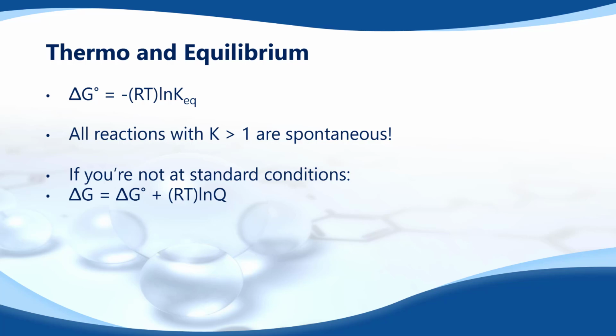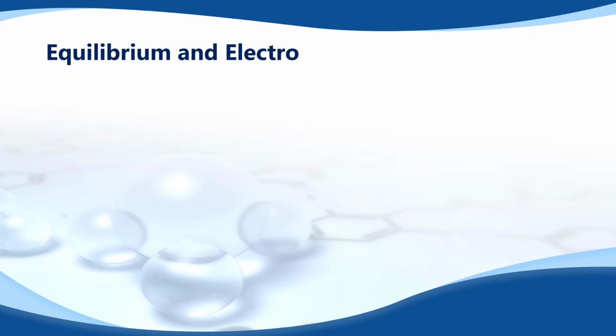So if I were to, for example, give you a reaction and say, at 304 Kelvin, these are the concentrations, you would take Q at that temperature and just plug it in and add it to the delta G that you would get from doing your delta H minus T delta S. And then our last one is going to be electro in equilibrium.